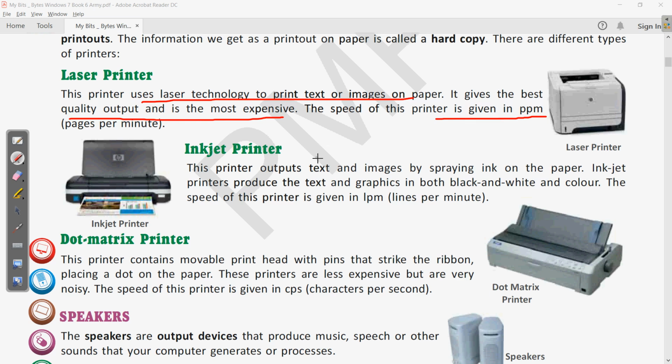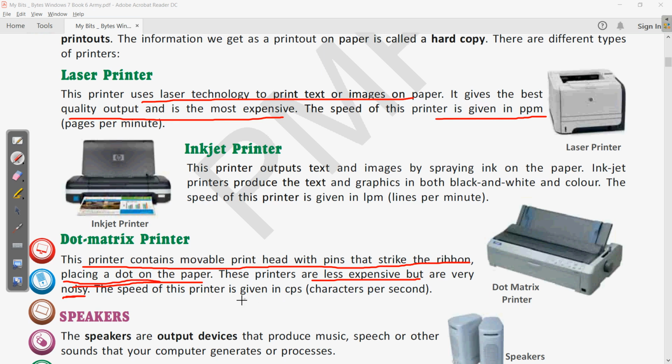Then the second part of the question was you have to write a short note on dot matrix printer. So dot matrix printer, in this you can write this printer contains a movable print head with pins that strike the ribbon, placing a dot on the paper. Clear? This is one point. Then the next point is these printers are less expensive but are very noisy. Clear? So this is the disadvantage of the dot matrix printer, that they cause very much noise.